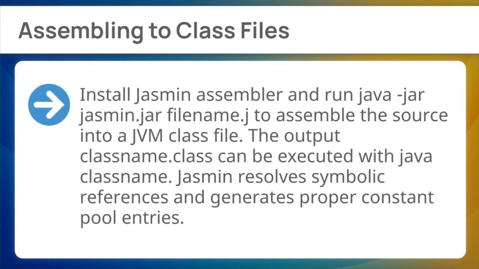Install Jasmin Assembler and run java -jar jasmin.jar filename.j to assemble the source into a JVM class file. The output classname.class can be executed with java classname. Jasmin resolves symbolic references and generates proper constant pool entries.